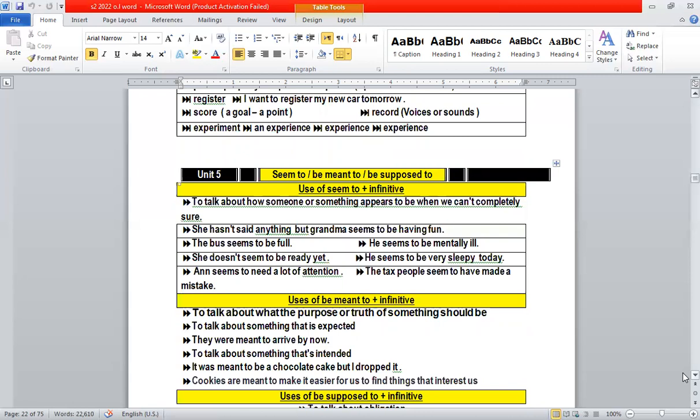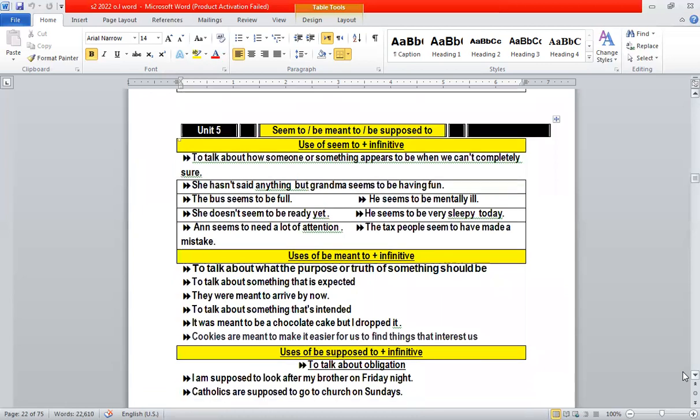Okay, let's go to the grammar of Unit 5. We have words here like seem to, be meant to, and be supposed to. And be, of course, here means the verb to be. Is, are, sometimes was and were, if we talk in the past. Be supposed to, verb to be again, supposed to. So let's see how to use these structures. How do you use seem to? Seem to, like any other to, is followed by an infinitive. Let's see the sentence and the meaning.